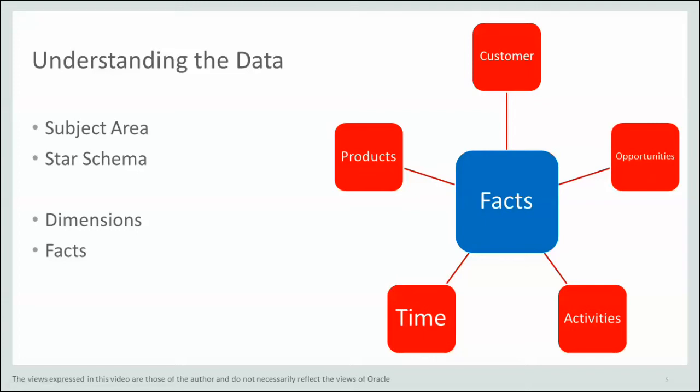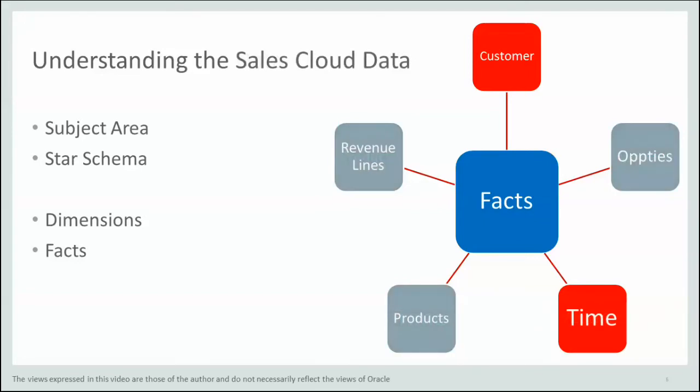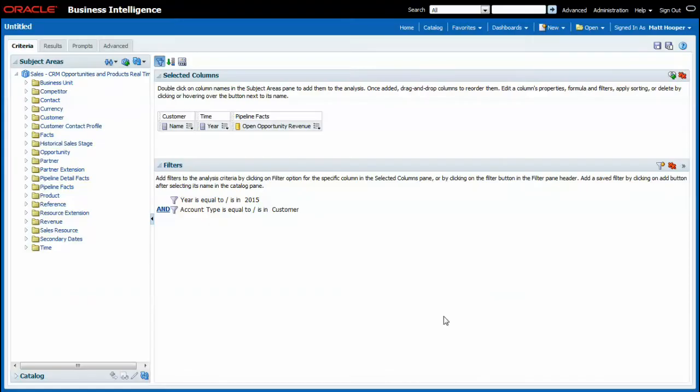Let me give you an example on how important it is to understand how subject areas work. List the total of open opportunity revenue for existing customers this year. In Oracle Sales Cloud, I could make a report like this using the subject area Sales, CRM, Opportunities and Products. From the customer dimension, I would choose name. From the time dimension, I would choose year. And from the pipeline facts, I would choose open opportunity revenue. Furthermore, I would add two filters. One, to only look at numbers for this year, as requested, and one to only look at existing customers, not prospects.